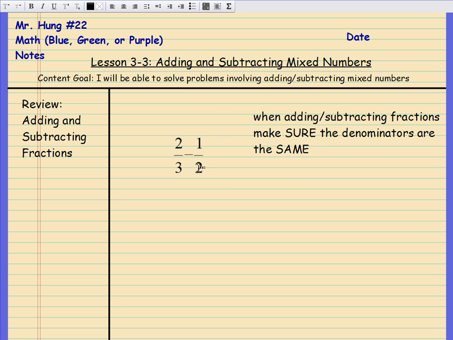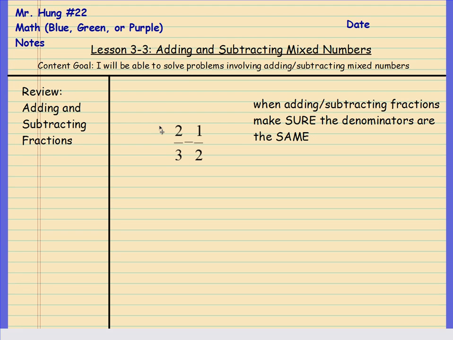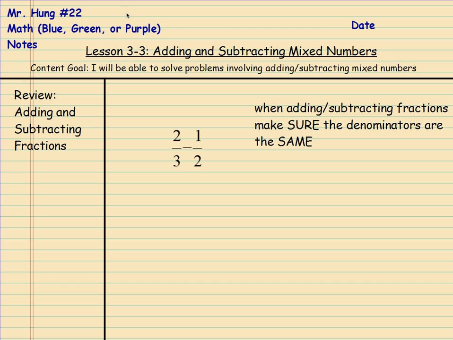So let's look at this problem. 2/3 minus 1/2. How do we get the denominators to be the same? Well, we use a least common denominator. If you don't understand how to get that, please review lesson 3-2. The least common denominator in this problem is 6.